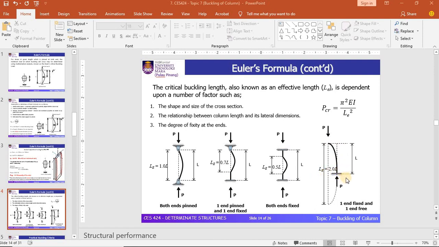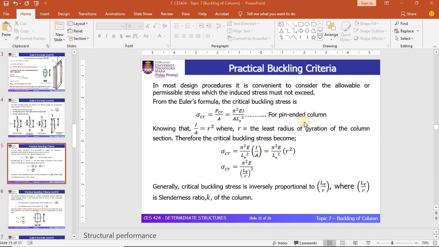So I hope that you can identify how to figure out the different values of LE, the effective length, based on the different support conditions in the column. In this slide, we will figure out the equation of the slenderness ratio. You know that the critical buckling stress, sigma CR, is equal to the critical buckling load divided by the area. This is the common equation where stress is obtained by force divided by area.